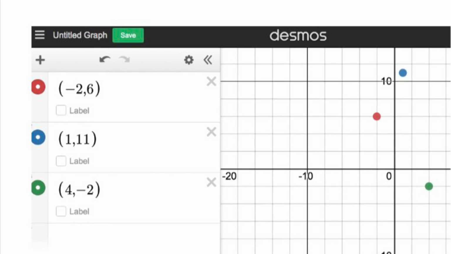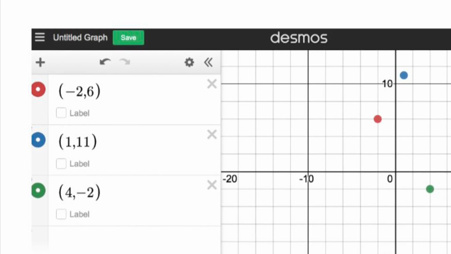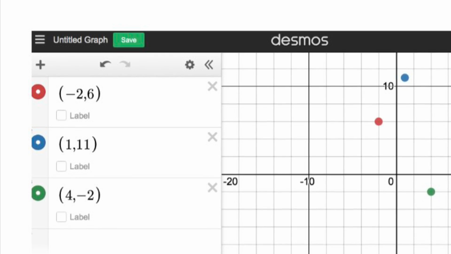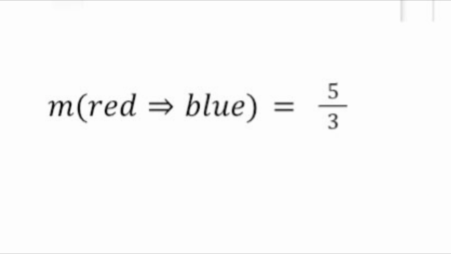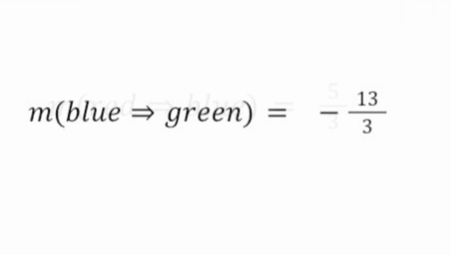If I were to connect those 3 points with a ruler, you would see that it really does not look like there's a right angle, but we're going to check to make sure, and the way we check is by calculating the slopes. So the first slope between the red and the blue point is 5/3. And then we calculate the next slope, the slope between the blue and the green, and the slope between the blue and the green is -13/3.